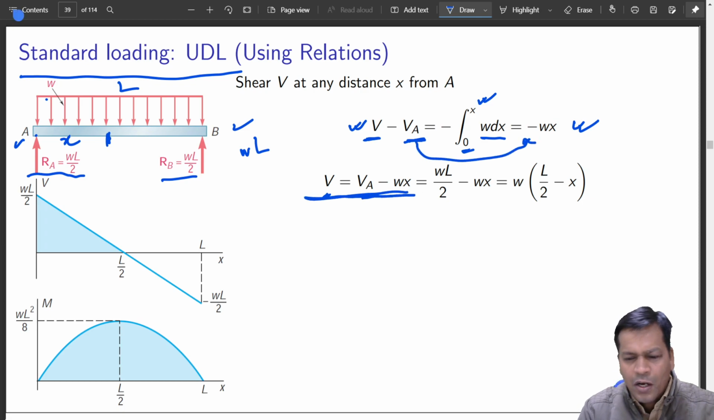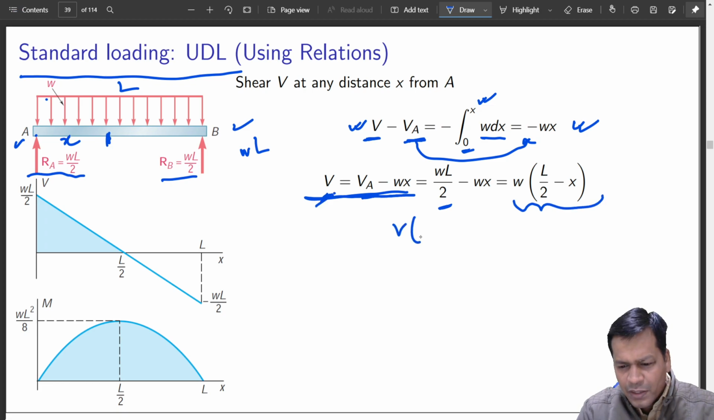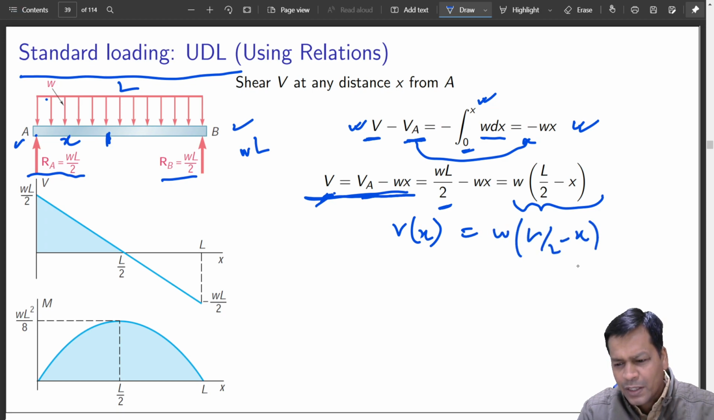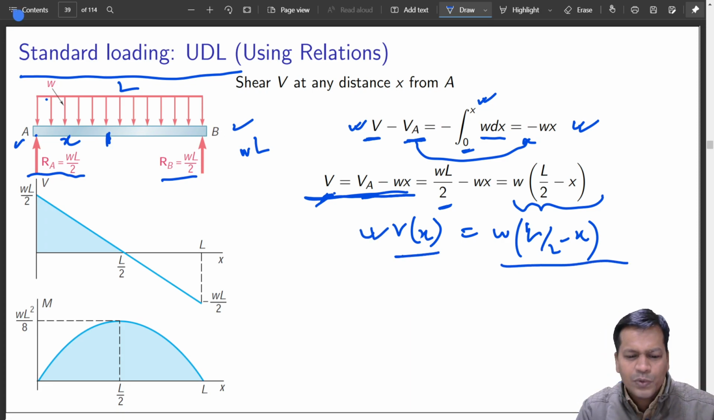This is quite okay. How much is VA? VA is the force acting upward at point A, which is equal to wL by 2, the reaction force. So it gives me directly this much. V will vary with x as w into L by 2 minus x. Clear? So V is a function of x. This one we'll use when we do the bending moment, with a similar relation that we have derived just now. This is something which is expected. We'll find it out using the standard way also.